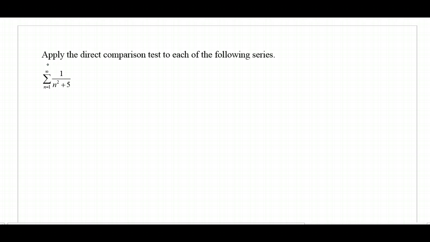So you want to, by rule of thumb, try to see, well, what does this look like? And then whatever it looks like, can you easily determine the convergence or divergence of that series that it looks like? So 1 over n squared, I can definitely determine that it converges by the p-series test. So we're going to go ahead and compare the sum from n equals 1 to infinity of 1 over n squared plus 5 to the sum from n equals 1 to infinity of 1 over n squared.